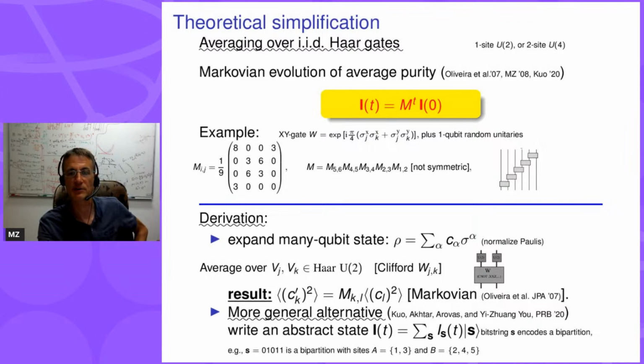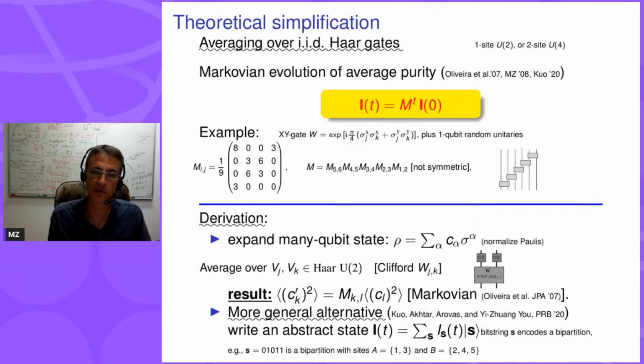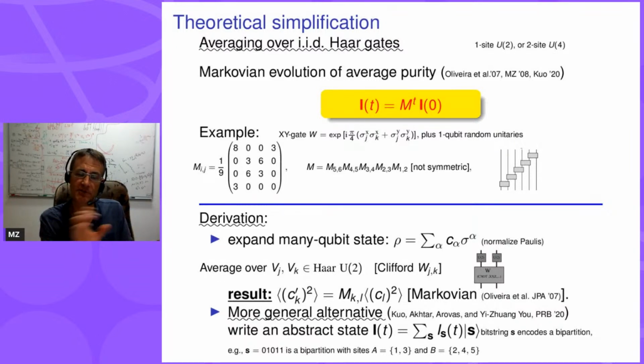In their formulation, you pack the purities for all the different bipartitions into a vector of purities, and then you have this simple iteration. The vector of purities after time t is just the matrix M to the power of t acting on the initial vector. This matrix is exponentially large, of size 2 to the power of n times 2 to the power of n, so it's still a very complicated problem. But the structure is in a way simple.